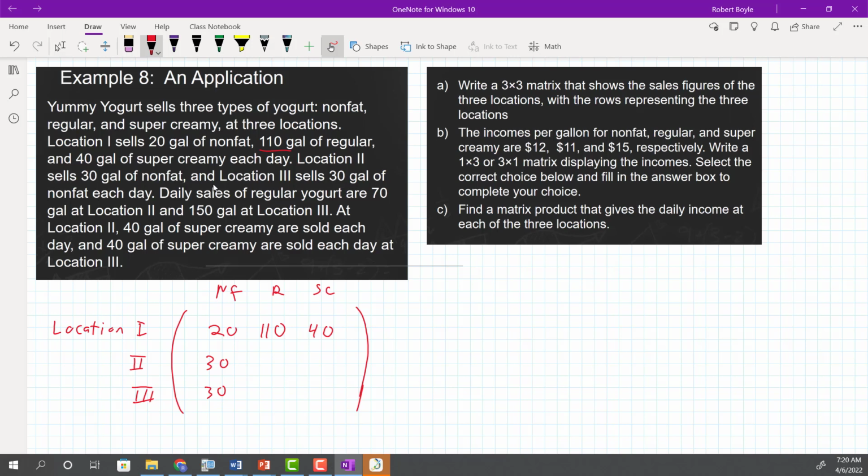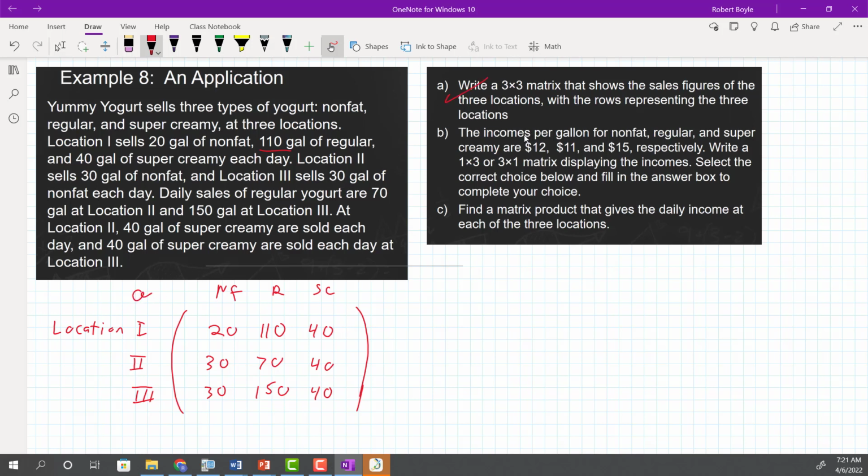Okay. Daily sales of regular yogurt are 70 for location 2 and 150 at location 3, so that is 70, 150. And then we have that at location 2, 40 gallons of super creamy are sold, and the same thing at location 3. So this is 40, 40. Okay, so that is part A. So A is done. Boom.